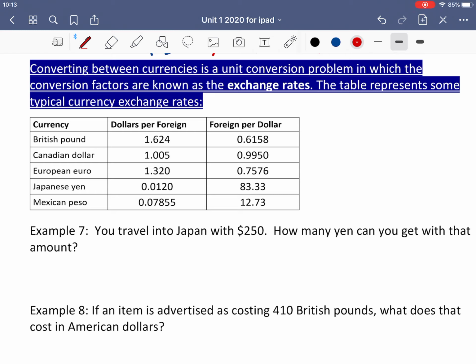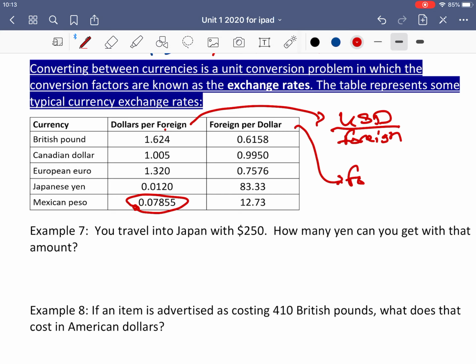Now, this table is really interesting because it is a conversion factor for lots of different currencies back to what we call USD, or US dollars. So we're given 2 different values, because one value right here is the amount of US dollars per whatever the foreign amount is. So for instance, this number right here is the amount of US dollars per 1 peso. This second column is the amount of foreign currency per US dollar. So for instance, this tells me that 12.7 pesos is $1.